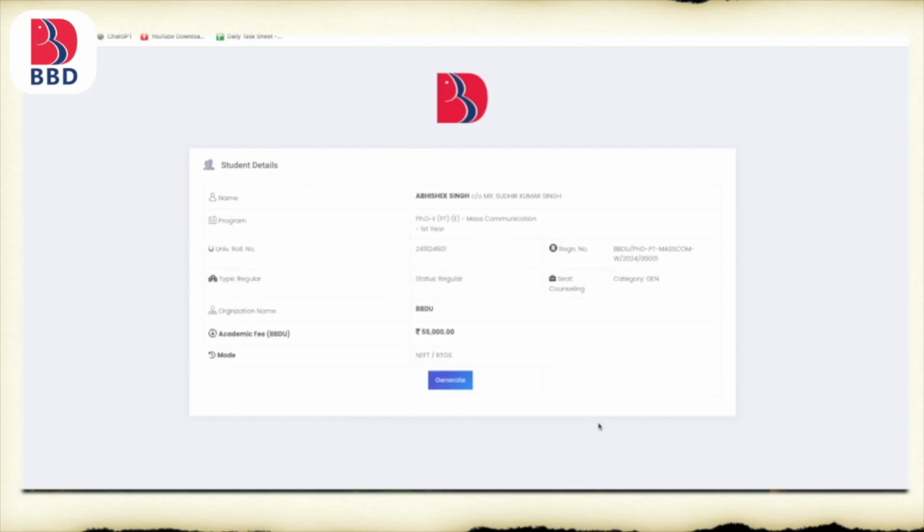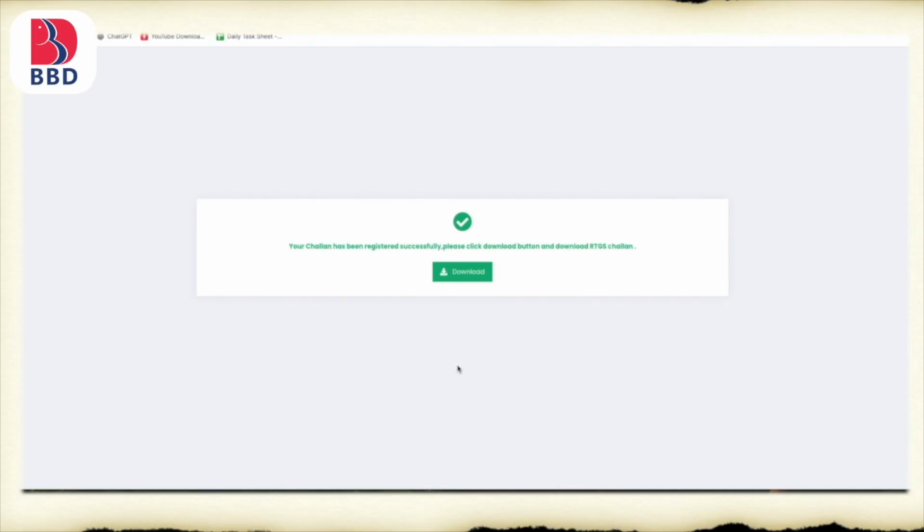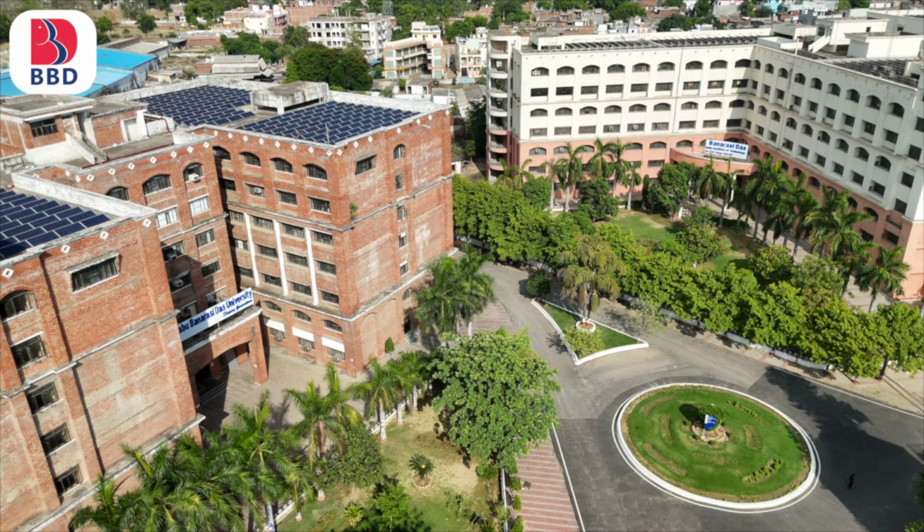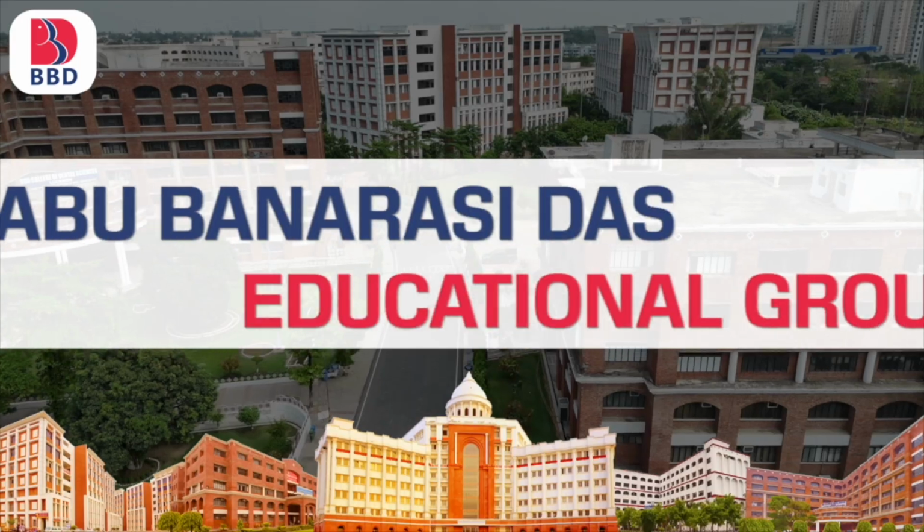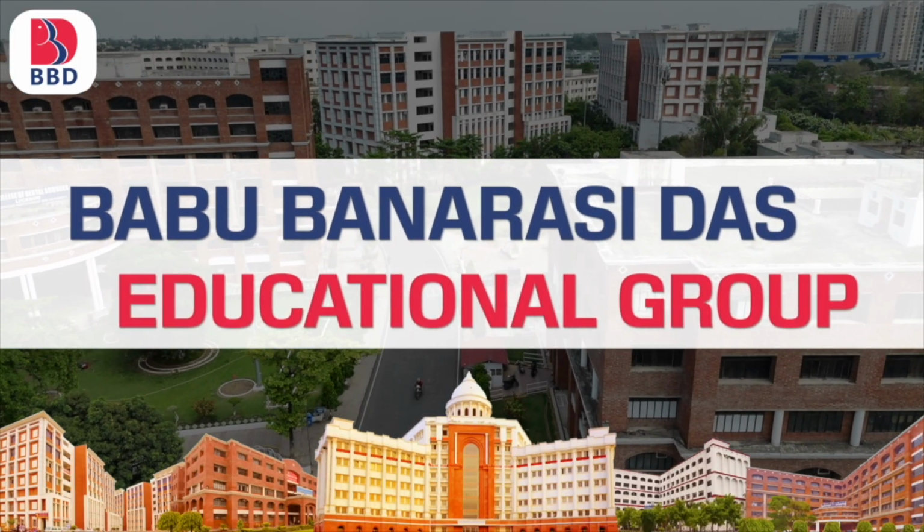The downloaded receipts of all modes must be submitted to the BBD accounts section on time to obtain the official BBD fee receipt. This completes the academic fee payment process at Babu Banarasi Das Educational Group.